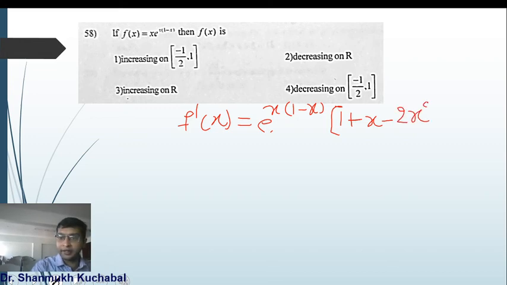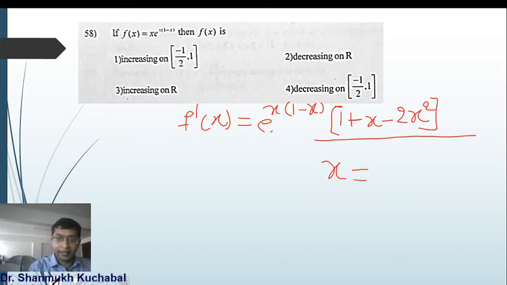2x square. Okay, and we observe that the function depends on 1 plus x minus 2x square. So we have to solve this quadratic equation. If we simplify, we get one x value as 1 and another x value as minus half. So using these values, we observe that the function is decreasing.